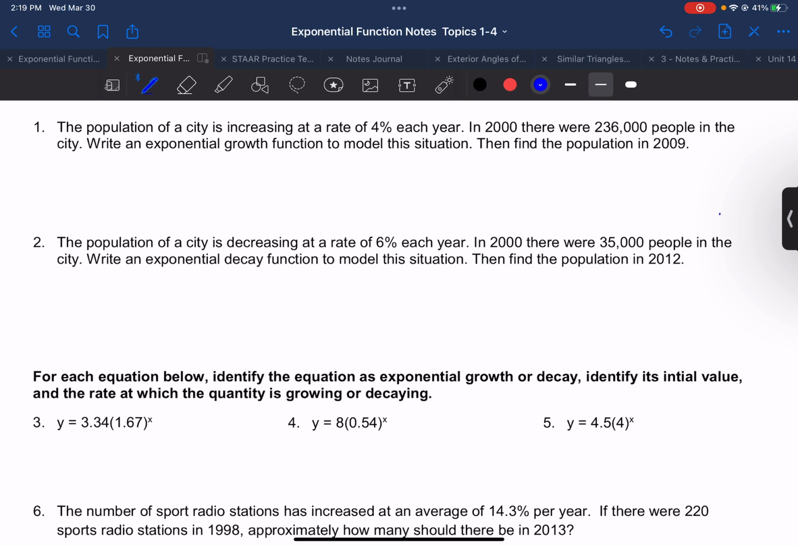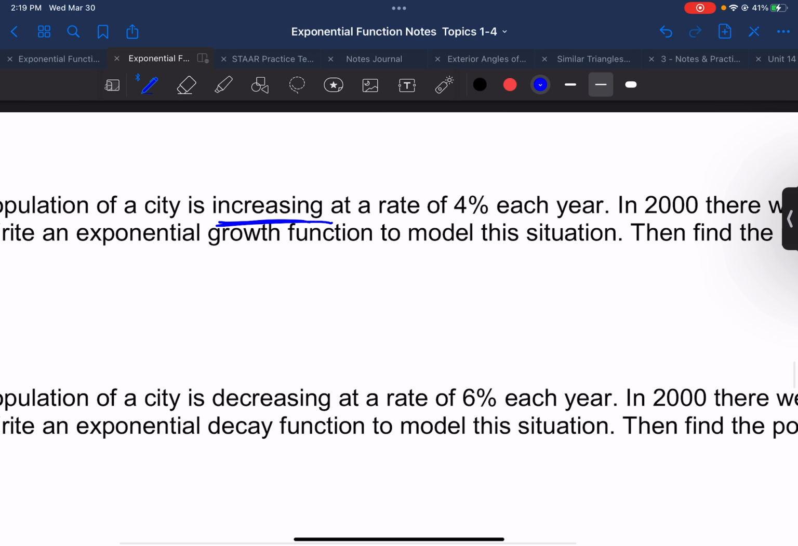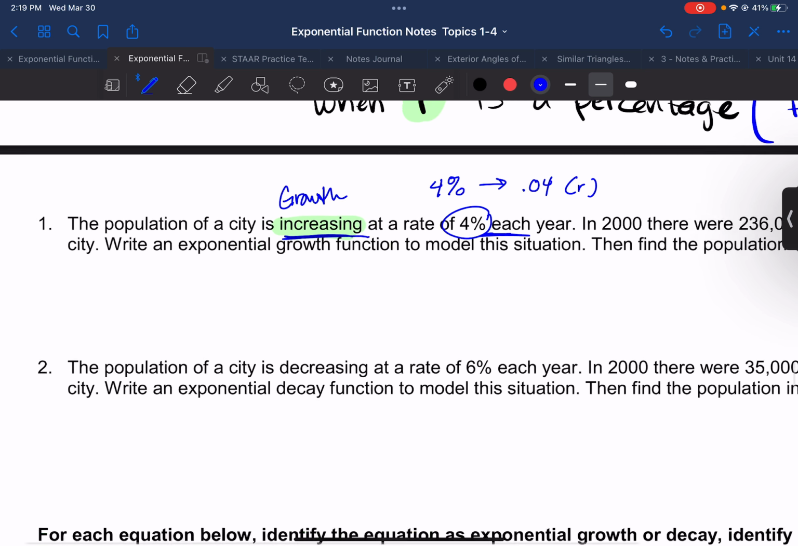All right, so for question 1, it says the population of a city is increasing at a rate. So real quick, it says increasing. What does increasing signify? This lets us know that it's growth, right? That's our growth formula. Okay, cool. And it's increasing at a rate of 4%. Here's my rate right here, 4%. What is 4% as a decimal? That's going to be 0.04. All right, so now I have my rate. I'm going to put an r next to that because I know that's my rate.